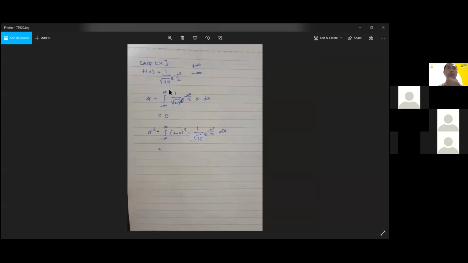Okay, the next is RD. Yes, sir. Yes, please try the case 4. But sir, can you see the screen? I'm a little bit confused about the fx. Is it correct? 1 per the root of 2 pi, e to the power of negative x squared per 2? The fx is already written, right? Yes, but I don't know.